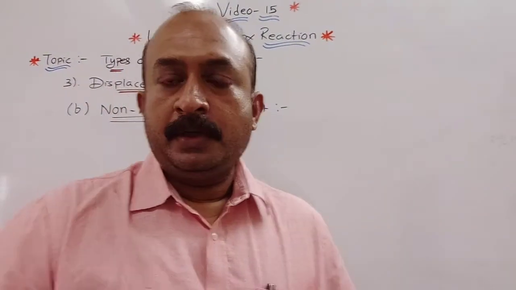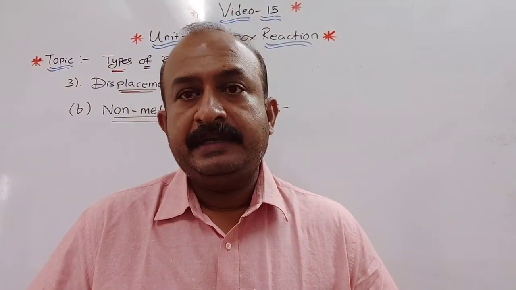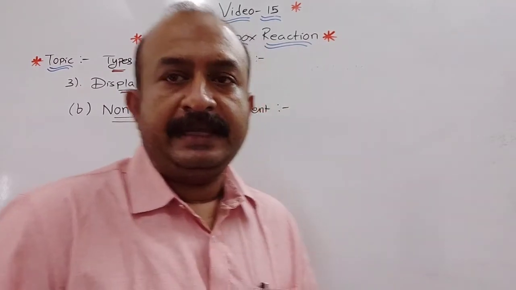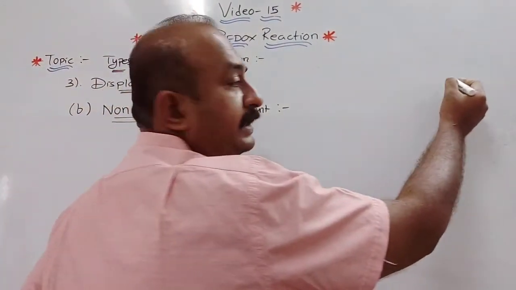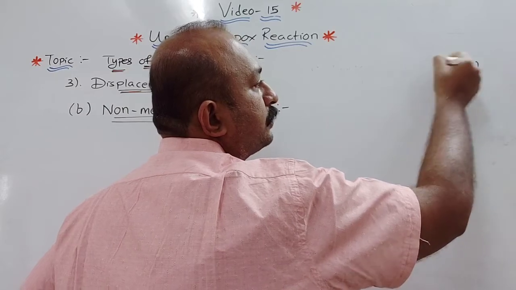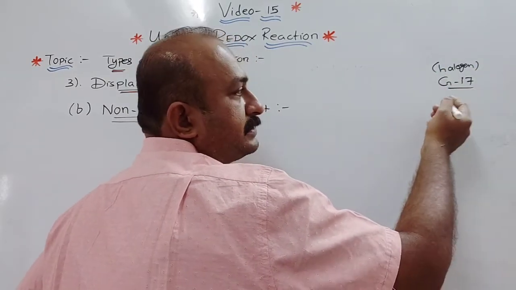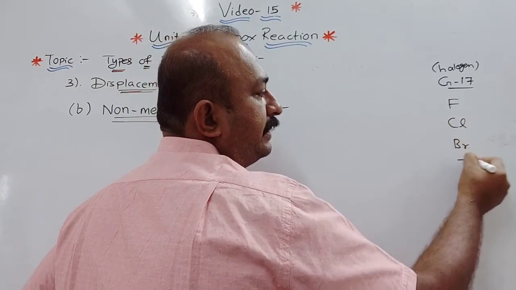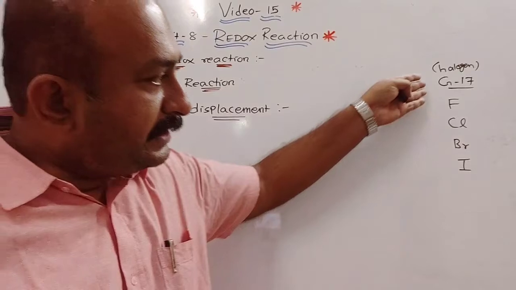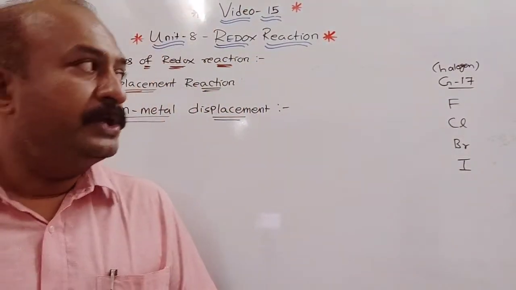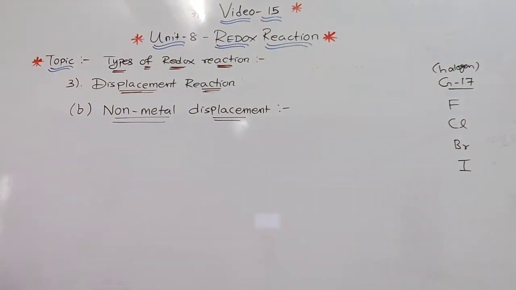Let us see. You must have seen the reactivity series of metals. In the same way there is a reactivity series of group 17 elements, that is, halogens. The order is fluorine, chlorine, bromine and iodine. So there is a reactivity series for these halogens also, like the reactivity series of metals. Understood? For this we can write the power of these elements as oxidizing agent.